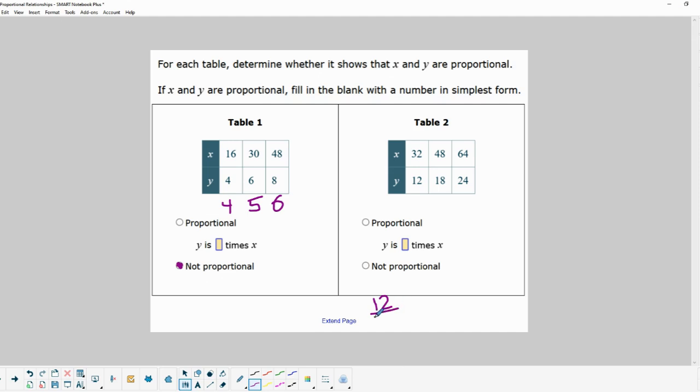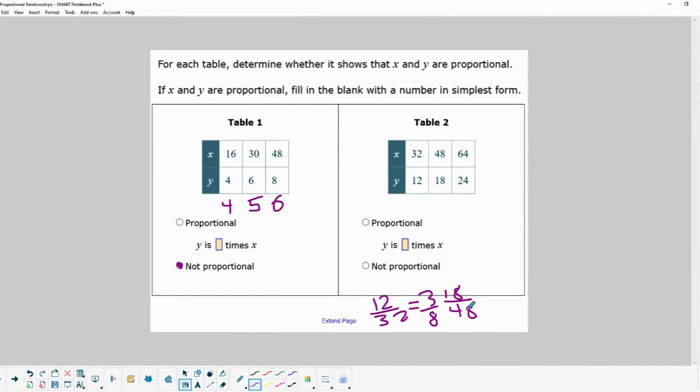12 over 32. Let's do one more. 18 over 48. So if I simplify these fractions, 12 over 32 is going to simplify to be, well, if we divide each of them by 4, that would give us 3. That would give us 3/8 on the first one.